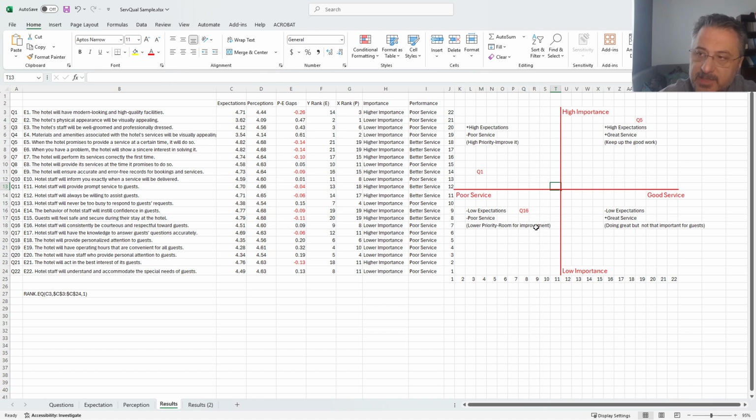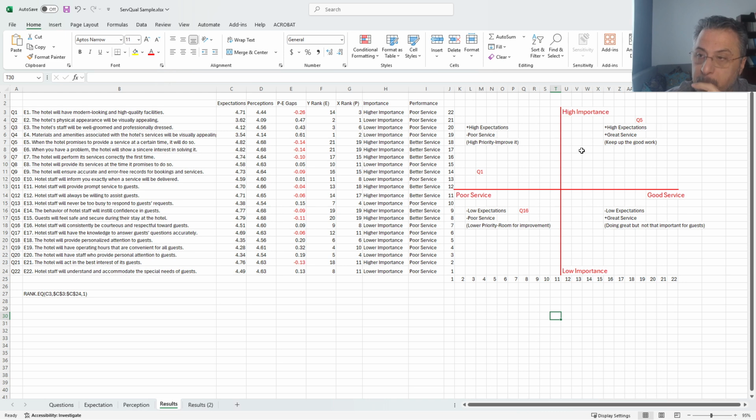Now, the next step is you need to create a graph, okay? This graph is from low importance to high importance and poor service to good service. This axis is from 1 through 12, and this one is from 1 through 12 because we have 22 rankings in our system. Now, what exactly does that mean? There are four quadrants in this graph.